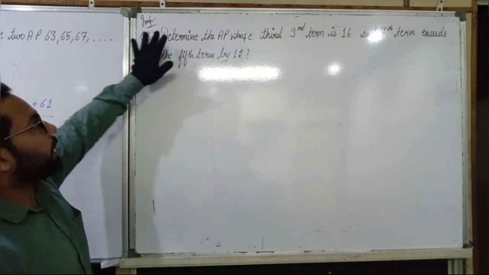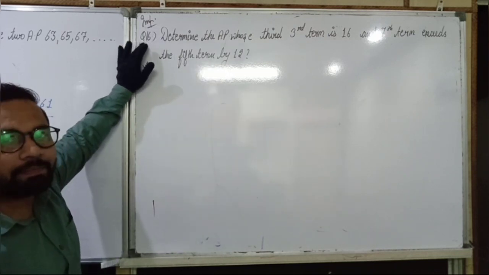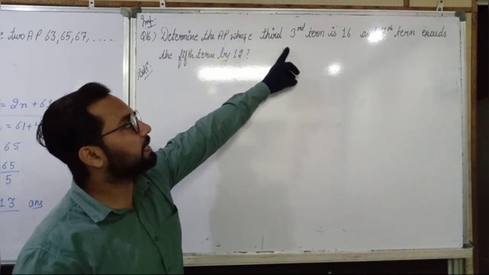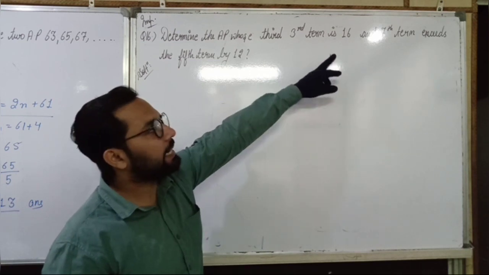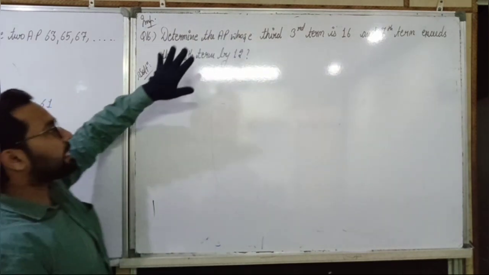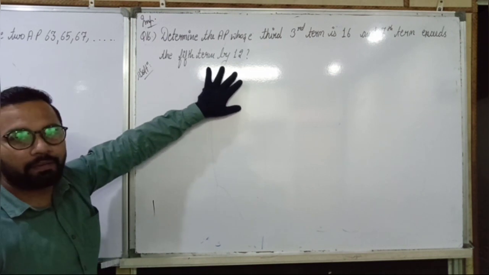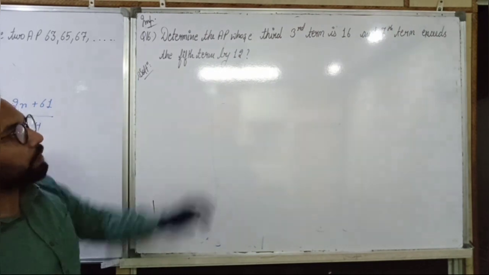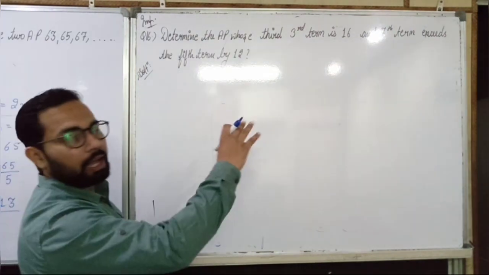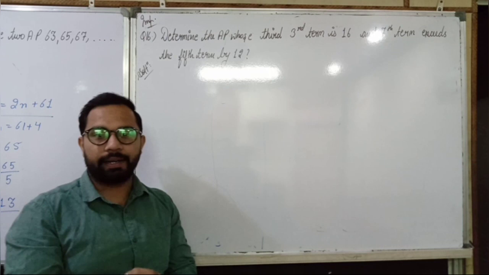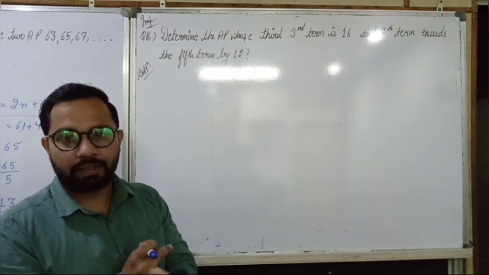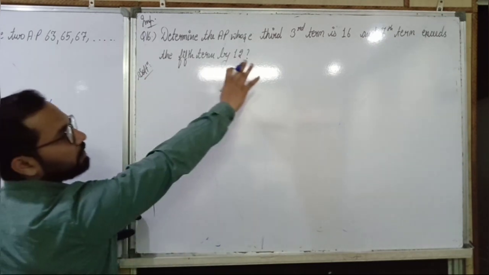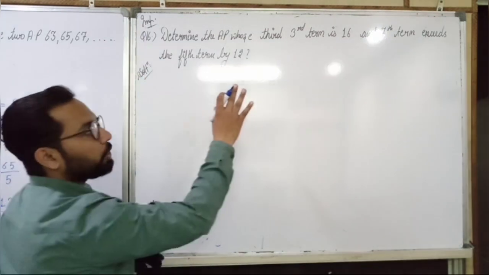Okay. Now our next question, it's very simple and little important also. Determine the AP whose third term is 16 and seventh term exceeds its fifth term by 12. इसमें तीन अलग अलग different terms दिए हुए हैं and you need to calculate the AP. अब AP के लिए देखो क्या चीज important है, first term and the common difference. सो पहले हम क्या करेंगे, डिटरमाइन द वैल्यू, थर्ड टर्म इज 16, जो दिया है उसी को यूटिलाइज करेंगे.